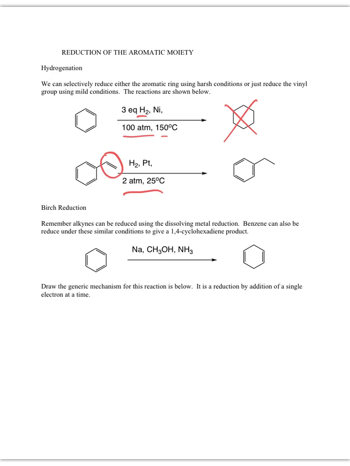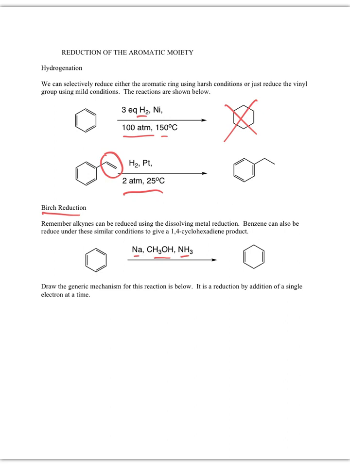And we take it from the double bond to the alkane, or from the triple bond to the alkane. We learned that back at the end of Org 1, so we know those. The one reduction that's easier to do on an aromatic ring is the Birch reduction, where we can reduce it with sodium, ethanol, methanol, and ammonia.